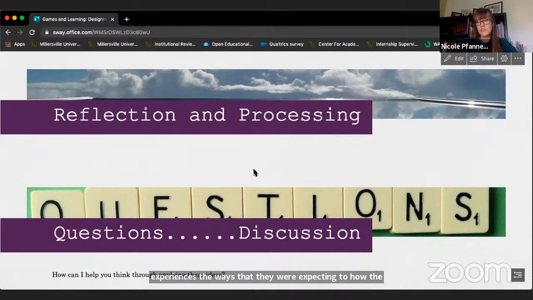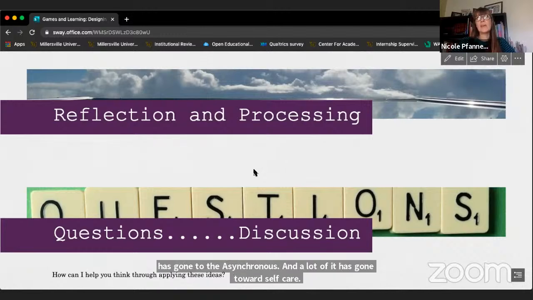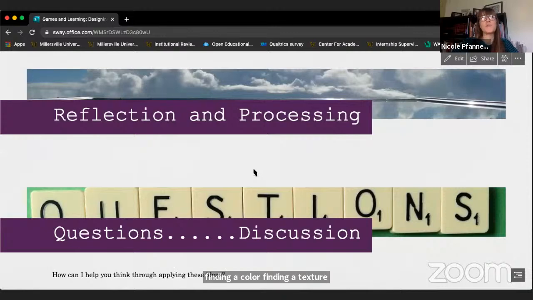So most of it has gone to the asynchronous, and a lot of it has gone toward self-care, but self-care in a way where I add the unnecessary obstacles like finding a color or finding a texture or drawing a song, so that it's fun and it's not reminding them of their stress, or it's sharing a candy or a food and it's not reminding them of their stress.